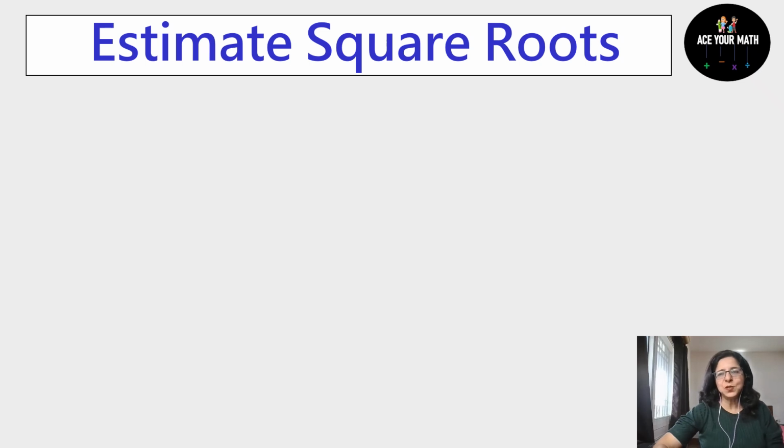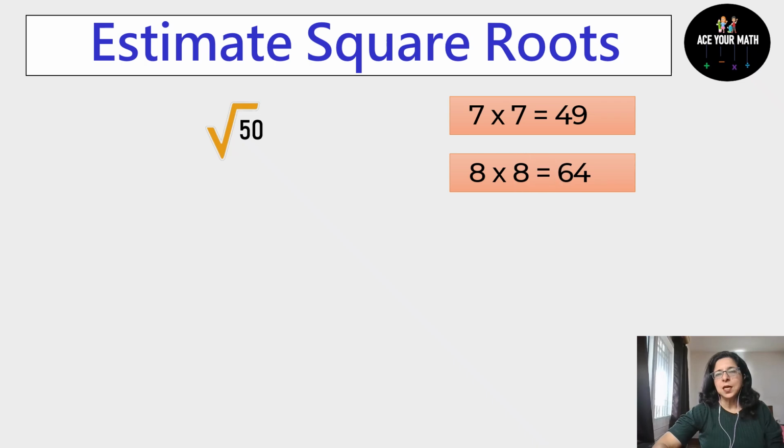Now let's estimate the square root of 50. The steps are the same. First you need to find the perfect square which comes just before 50 and one perfect square which comes after 50. The perfect square 7 into 7 is 49. 49 is a perfect square and 49 comes before 50. 8 multiplied by 8 gives us 64 and 64 comes after 50.